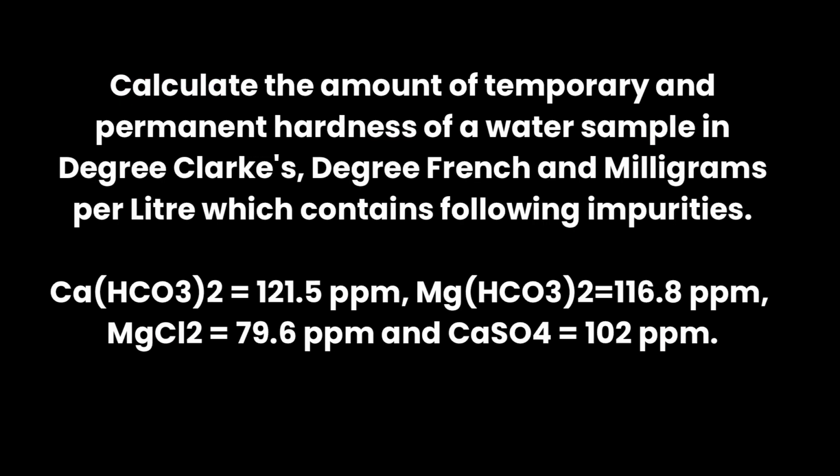Now I am giving you a problem. Try to solve it and write your answer in the comment section. Calculate the amount of temporary and permanent hardness of a water sample in degree Clarke's, degree French and milligrams per liter, which contains the following impurities: calcium bicarbonate 121.5 ppm, magnesium bicarbonate 116.8 ppm, magnesium chloride 79.6 ppm and calcium sulfate 102 ppm.